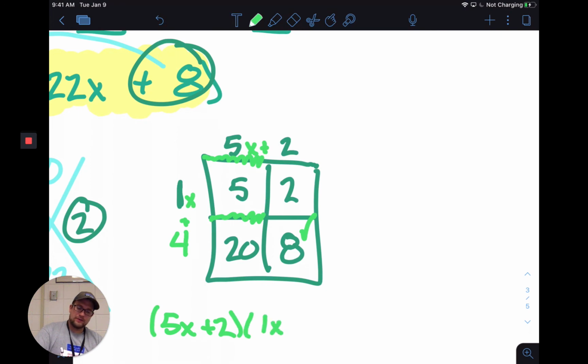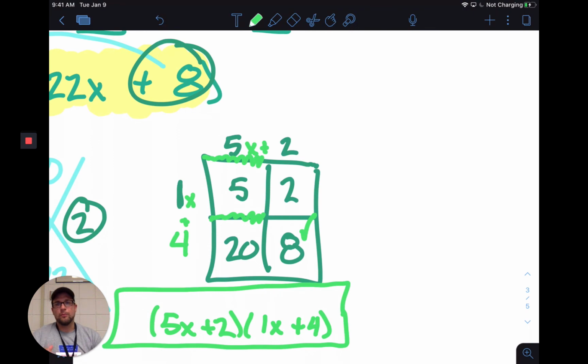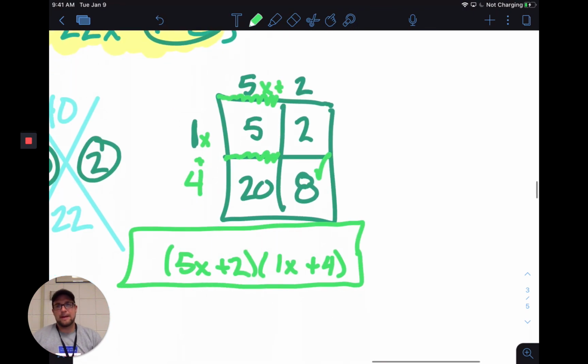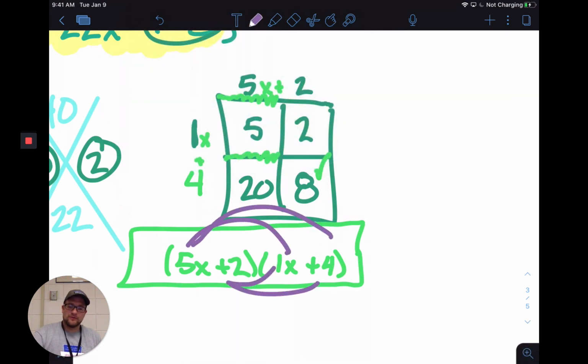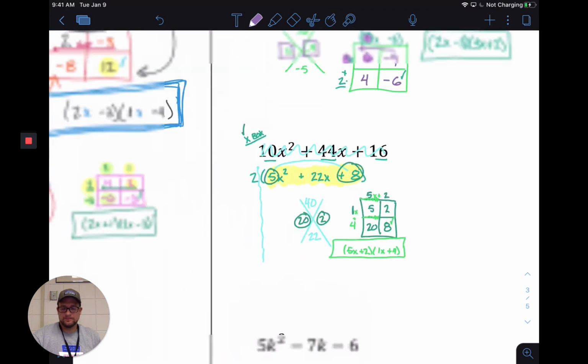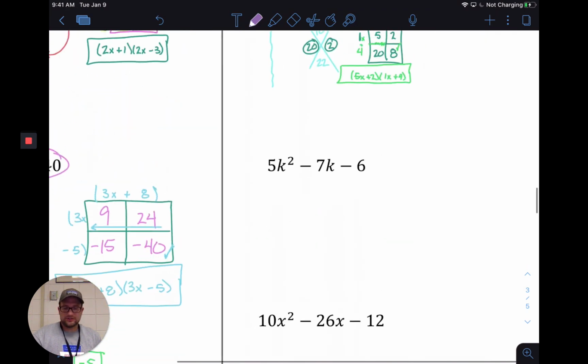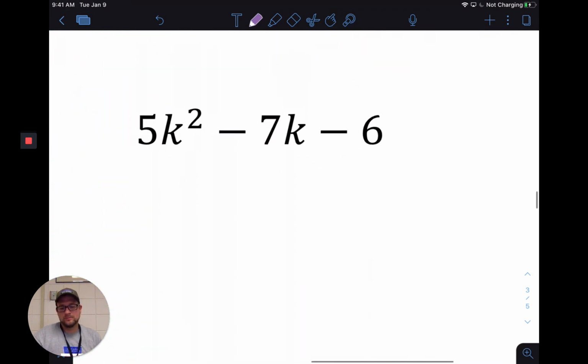So 5x plus 2 and 1x plus 4. If you get to a test or a quiz and you really want to check yourself, don't be afraid to go and actually distribute that back out. That is how we check, is really just to come over here and re-multiply all of this out. Looks like we have 2 more problems to tackle.